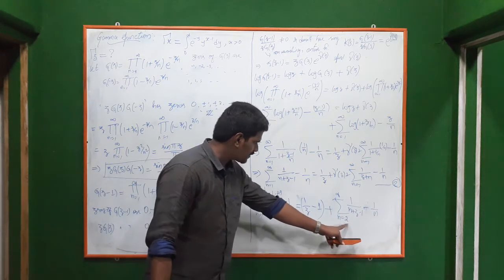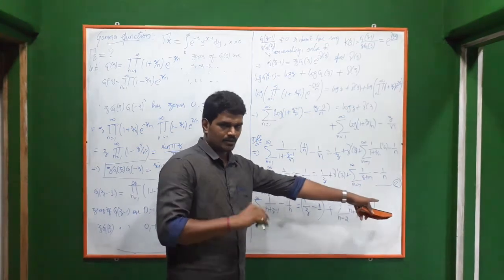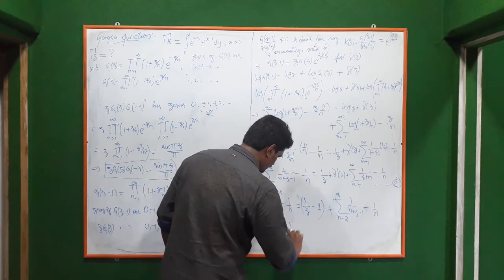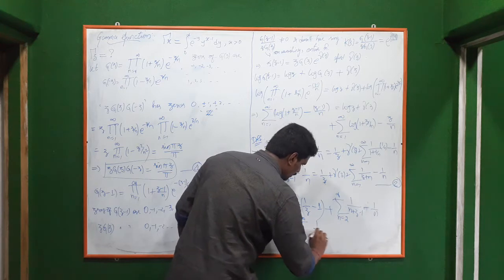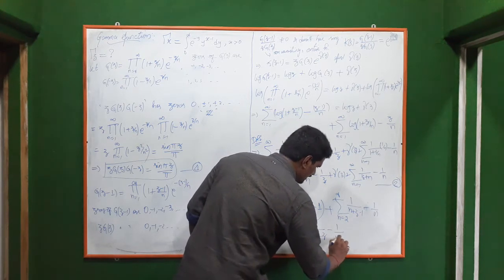Change it again to n from 1 to infinity. So if you reduce here, you have to add here. Okay. 1 by z minus 1 plus summation n from 1 to infinity of 1 by, here it will be n plus z itself, minus 1 by n plus 1.